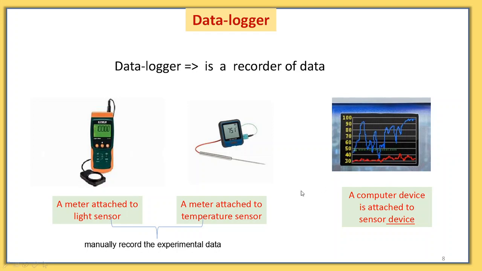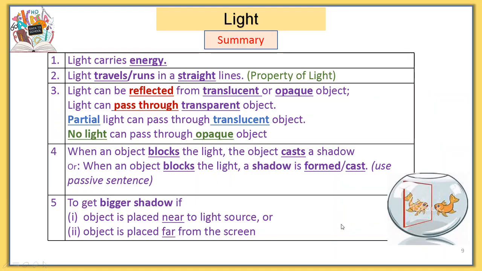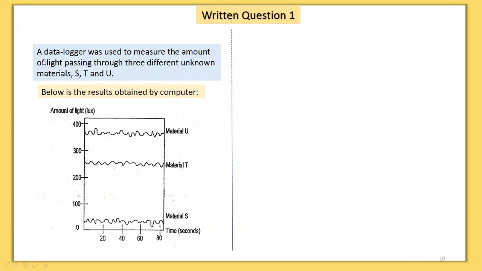The summary notes is for you to do revision before you try any questions. Question 1. A data logger was used to measure the amount of light passing through three different unknown materials S, T, and U. Below are the results obtained by the computer. The chart has the amount of light on the y-axis, and the x-axis is the time recorded by the computer. The materials are material S, material T, and material U.